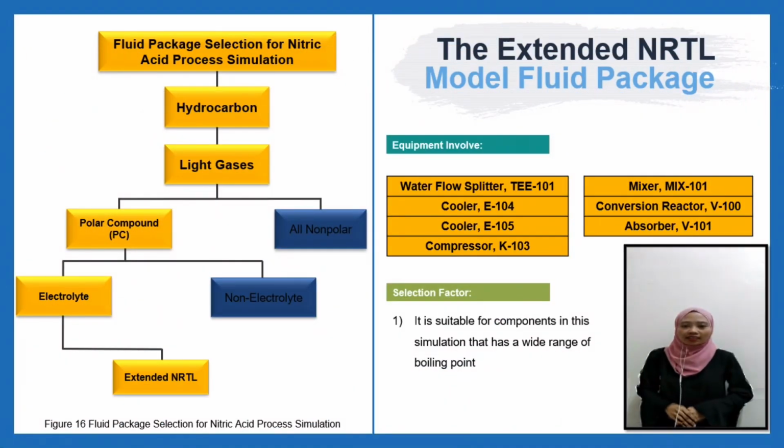Meanwhile, the extended NRTL fluid package is applied in basis 2 as it is suitable for components in this simulation that have a wide range of boiling points. Equipment that is involved with the extended NRTL fluid package are the water flow splitter, cooler, compressor, mixer, conversion reactor and absorber. Figure 16 shows the fluid package selection for the nitric acid process simulation.